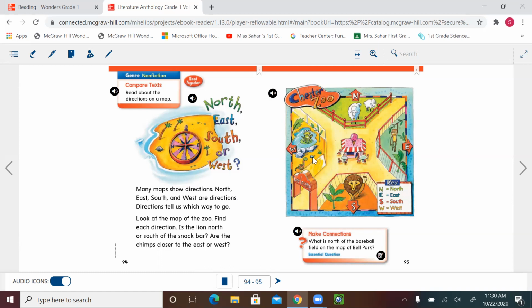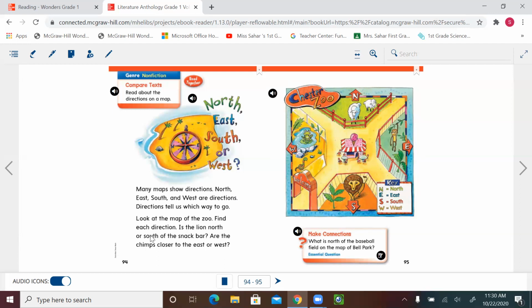So when you look for direction, it says take north, so you know which direction you need to go, or east, or south, or west. So over here, the question, look at the map of the zoo. This is the map. Find each direction. I know this is north, east, south, and west.